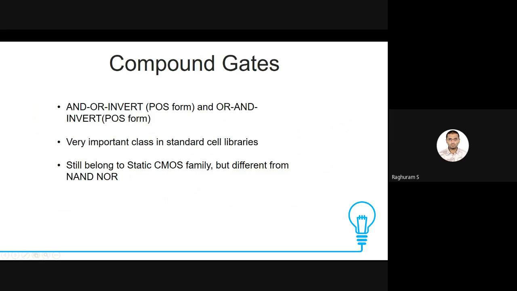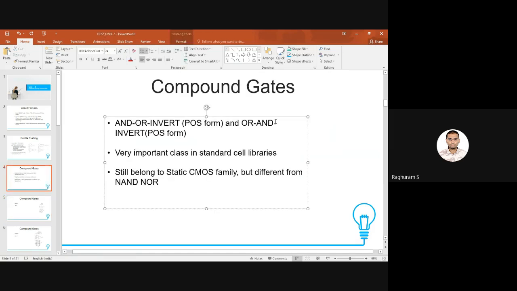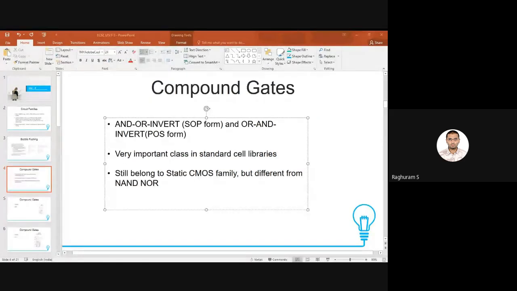The first one is called AND-OR-invert, or AOI. If the function you're trying to implement is in sum of products form, you first do the AND and then you do the OR. Maybe I wrote this upside down, I'll change that. And the other, OR-AND-invert, is for product of sums form, where there are many sums and you want to find the product of all those. Okay, and this basically is a very important class in our standard cell library.